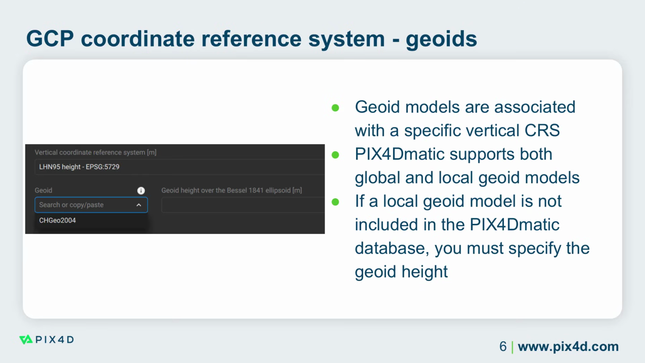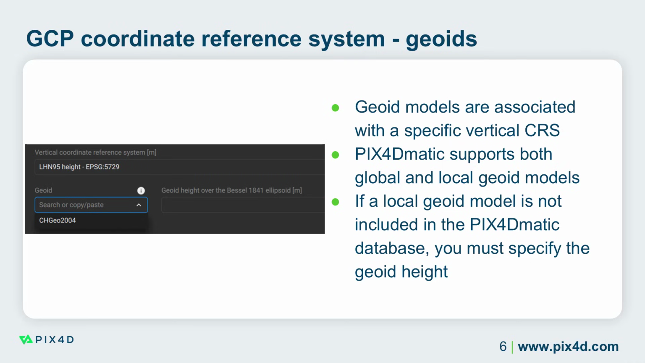Pix4Dmatic supports global and local geoids. To select a geoid, it is necessary to first define the vertical CRS. Based on the vertical CRS, the compatible geoids will be displayed. If your local geoid is included in the database, simply select the geoid and click Apply. If the desired local geoid is not included in the Pix4Dmatic database, you can either import the geoid or define the geoid height to convert to orthometric heights.